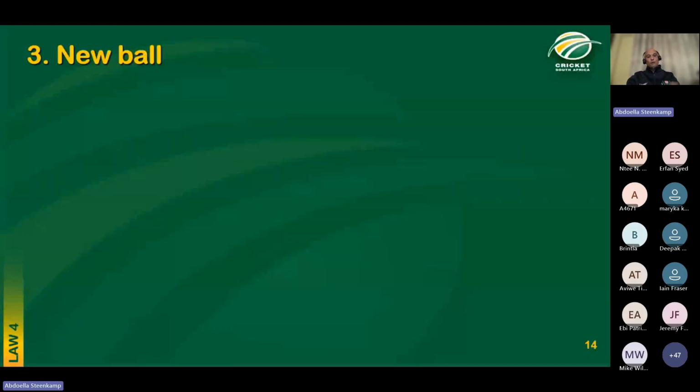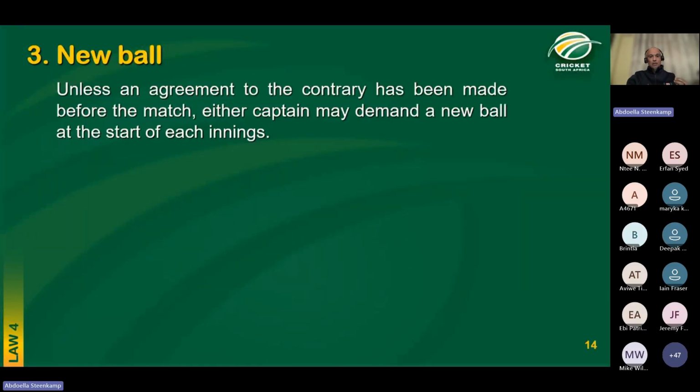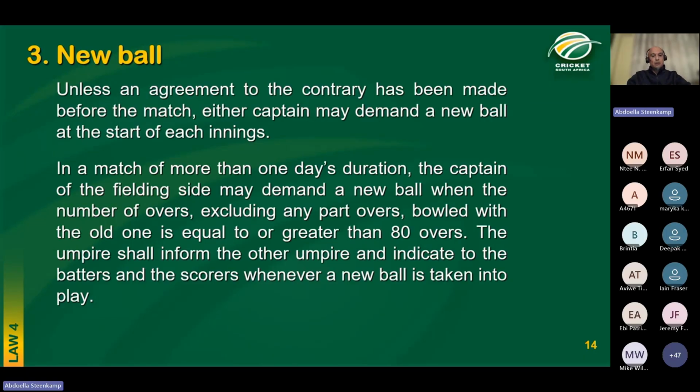When it comes to the ball, and in particular the new ball, in modern cricket, the law allows that after 80 overs, the fielding side has the option to take a new ball. The option is on the table. The fielding captain doesn't have to exercise the option, but after 80 overs in modern cricket, the option is there for the fielding side to choose a new ball.